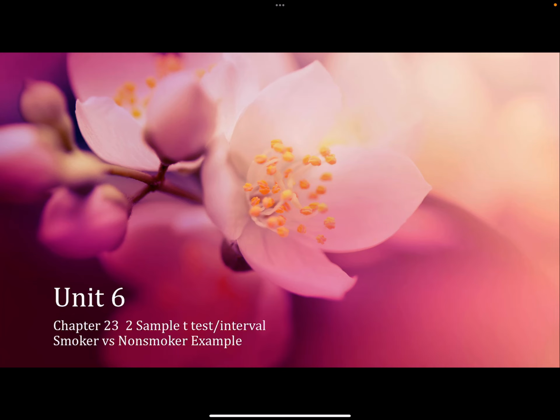Unit 6, Chapter 23, two sample t-test and interval. I also am going to include a smoker versus non-smoker example. That's included in your packet. All right, let's take a look.